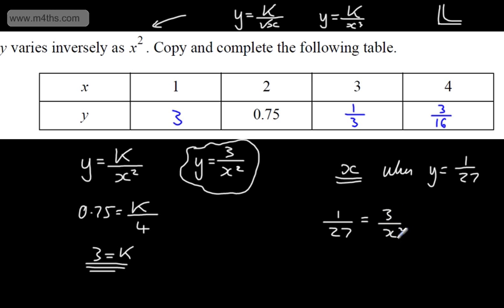So I need to solve this equation, multiplying both sides by x squared and multiplying both sides by the 27. That's going to give me 81. I need to take the square root of both sides. Square root of x squared, square root of 81 gives me now 9. So we could find x by working it the other way. Okay, so that's now y varies inversely as x squared. Just think to yourself, y is inversely proportional to x squared.